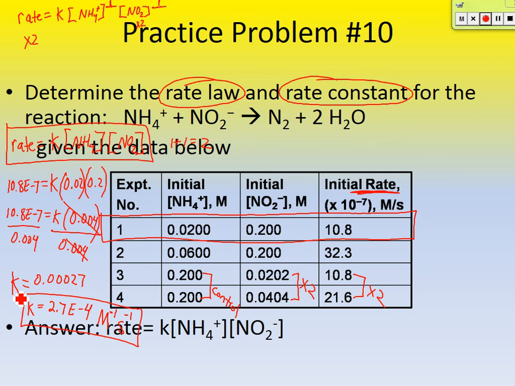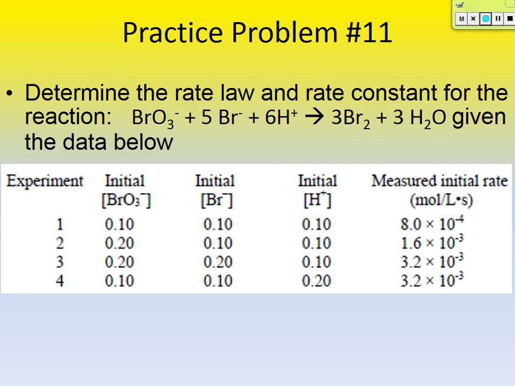So let's see if we got that right. We did get our rate law right. It was correct. And the rate constant, K, was also correct. So very good. Okay, let's go to practice problem 11.